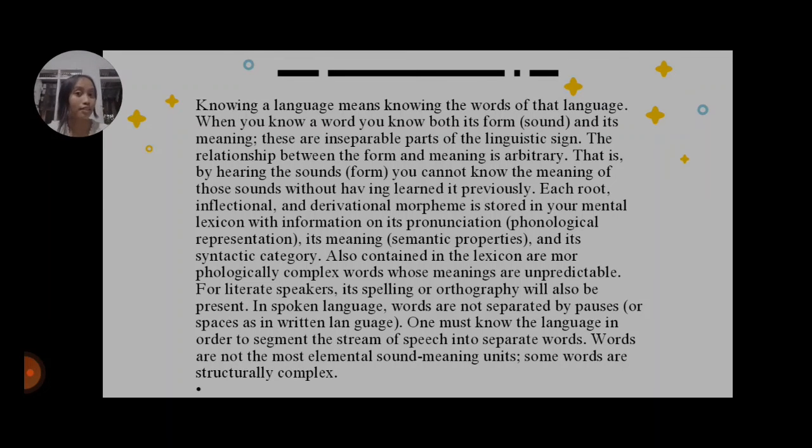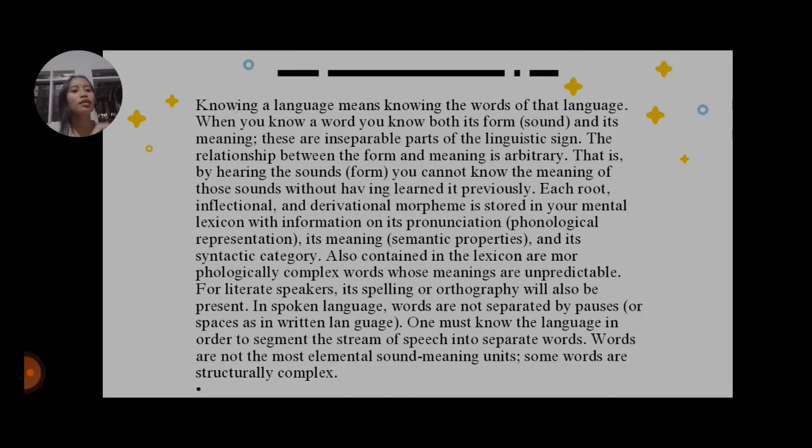it previously, right? Each root, inflectional, and derivational morpheme is stored in your mental lexicon with information on its pronunciation, morphological representation, its meaning, its semantic properties, and its syntactic category. Also contained in the lexicon are morphologically complex words whose meanings are unpredictable. For literate speakers, its spelling or orthography will also be present.